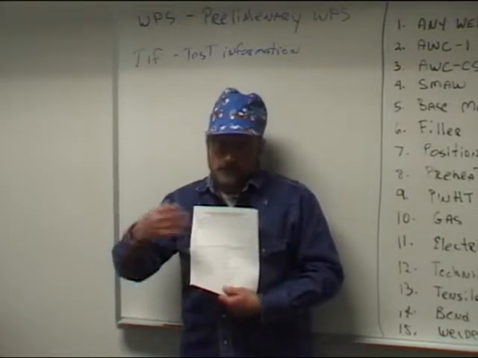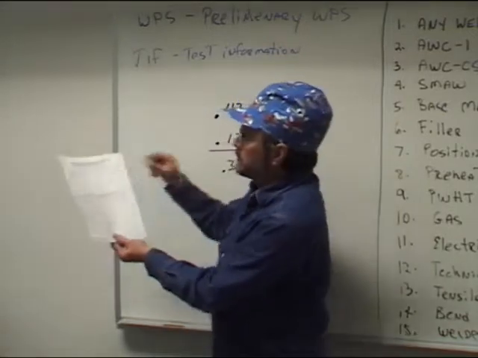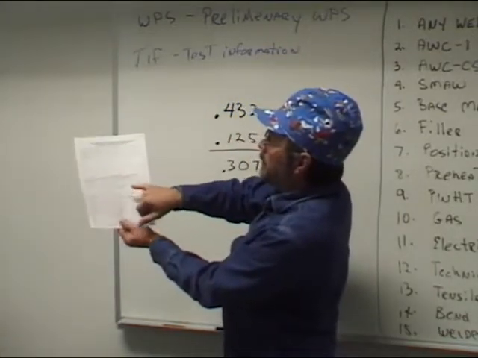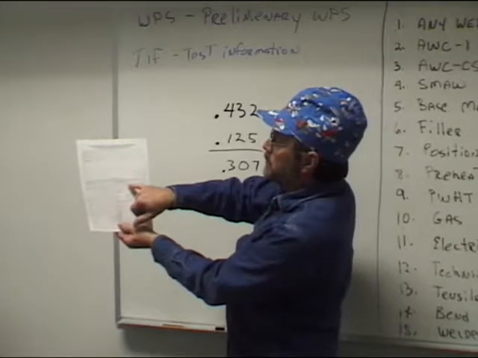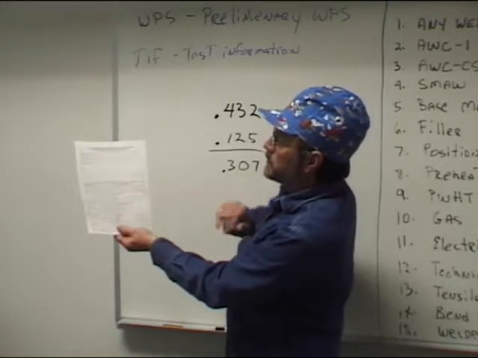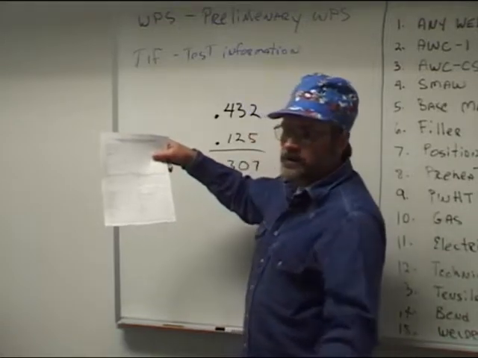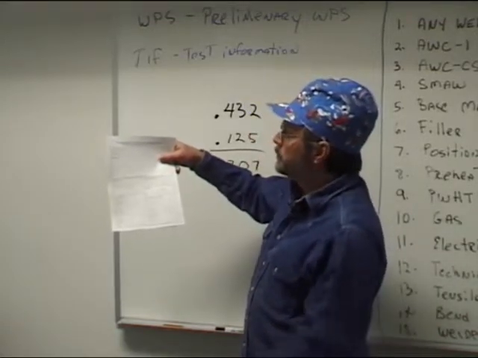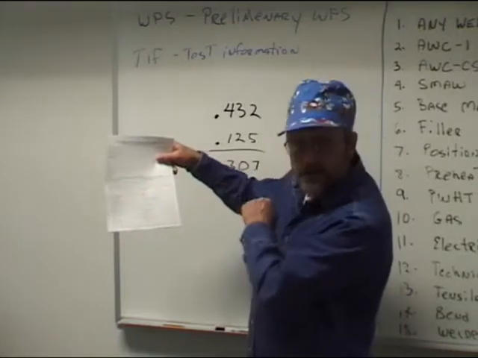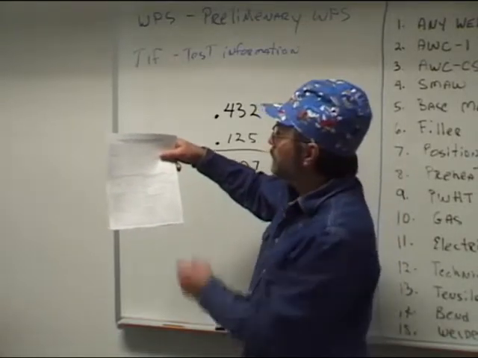If you do any of that stuff, it all has to be recorded right here in this paragraph, and you can refer questions about that to QW 407, which is where you'd find that information in section 9. For our purposes, we are not going to do any post-weld heat treatment, so you're going to put none or not applicable in A, not applicable.